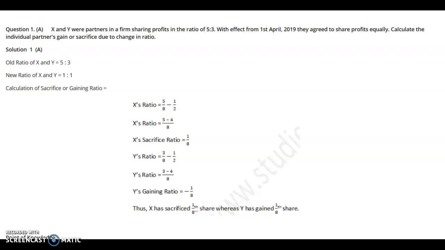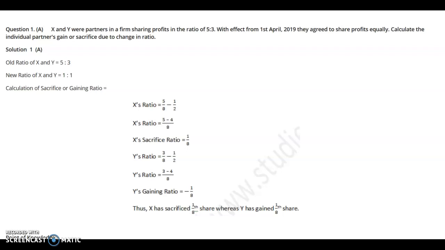Likewise for Y, we will also calculate. Y's old ratio is 3/8. As per the new agreement, he is having 1/2. So we will take the difference, and you will find here it is minus 1/8. For Y, though he is gaining, his share comes out as minus 1/8.